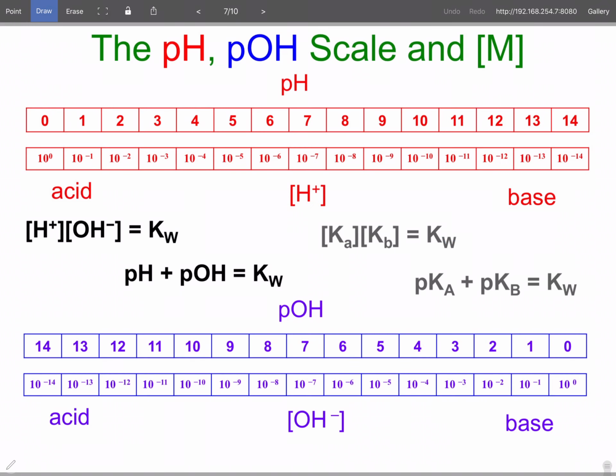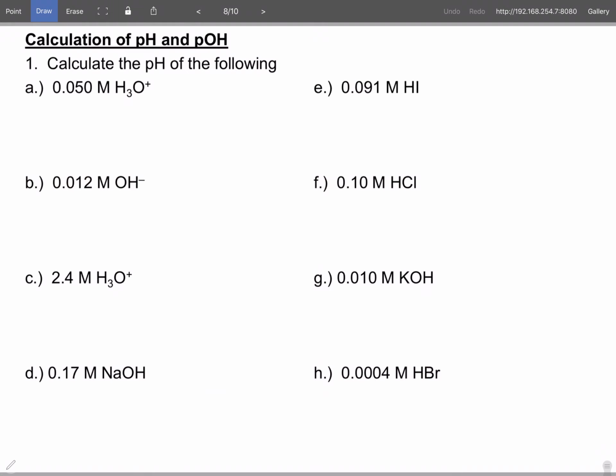So here's what we look at. And these are all the relationships you need to know. You need to know that H plus times OH minus is equal to Kw. Kw is equal to 10 to the minus 14th. pH plus pOH is equal to pKw, which is 14. Ka times Kb is equal to Kw. More about that in a little bit. And then this is related: pKa plus pKb is equal to pKw. Okay? Typo there. So there's our pH scale.